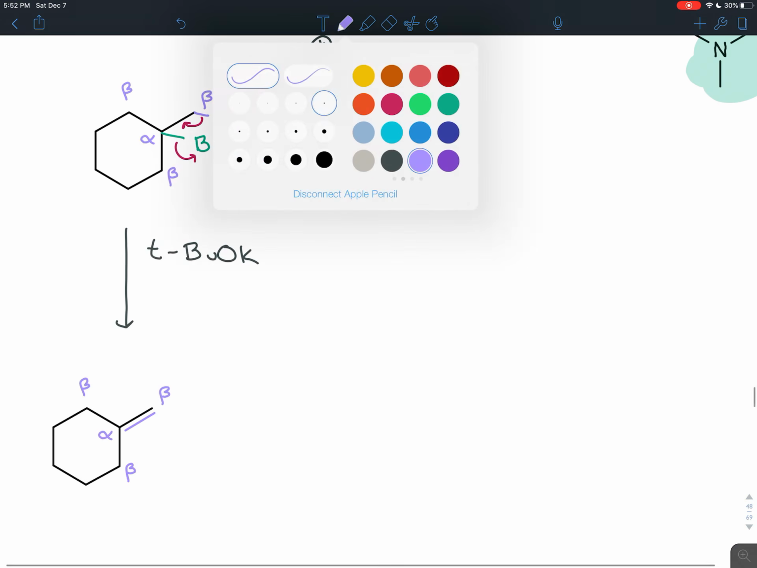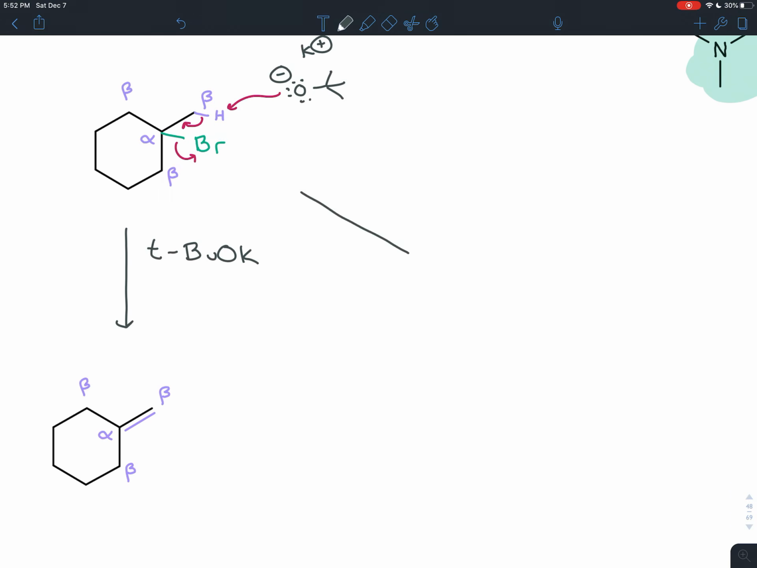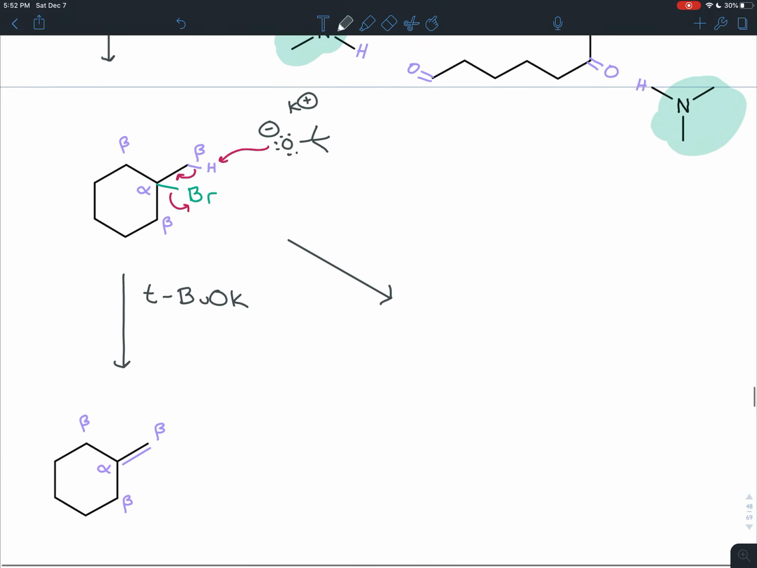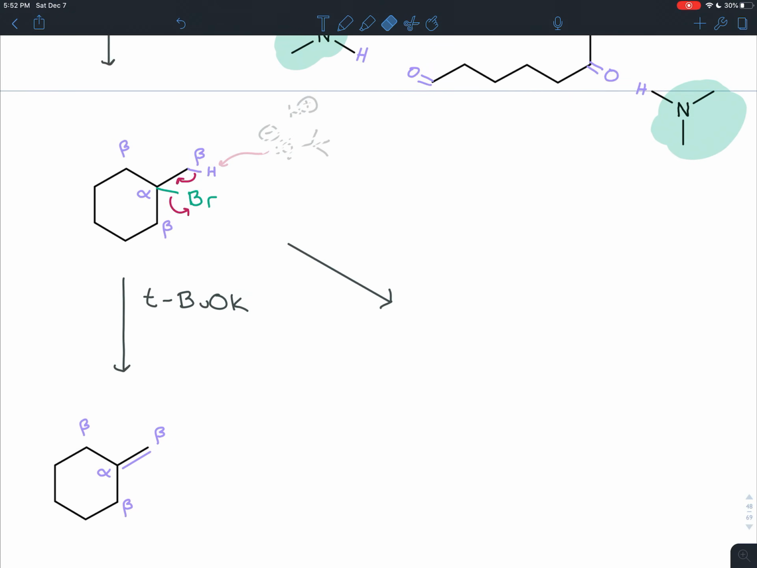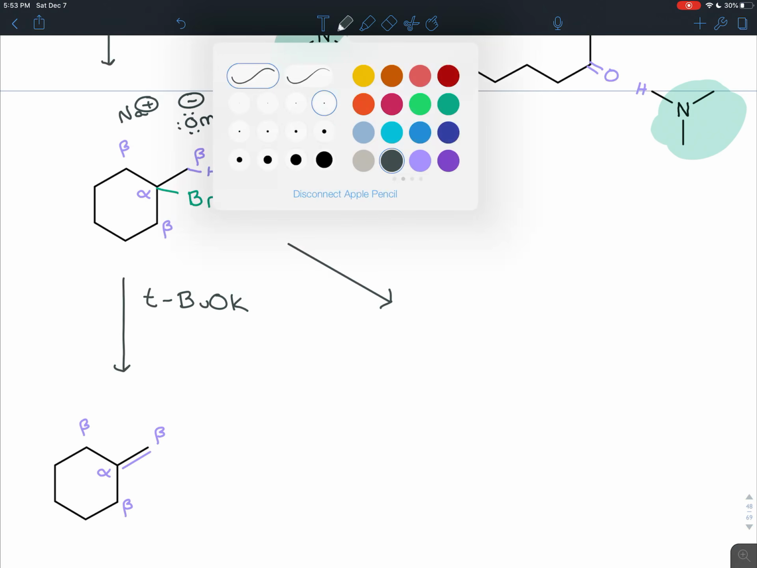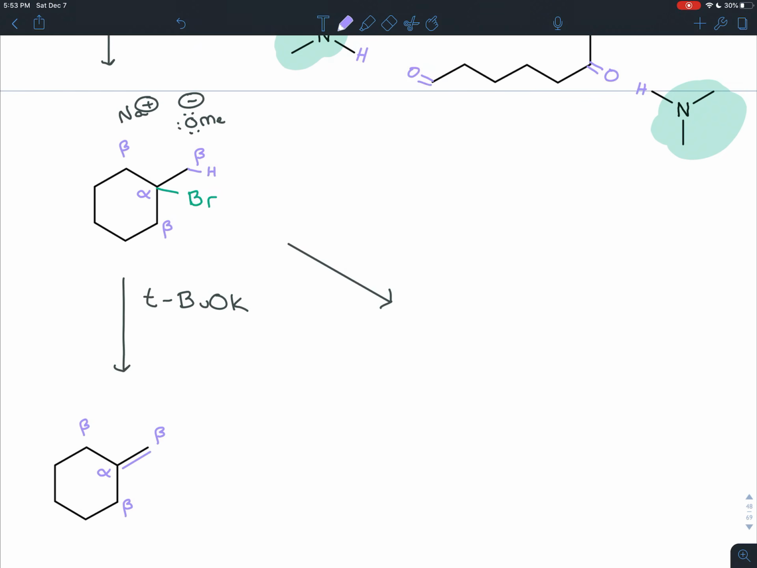Okay, another possibility is we could use a skinny base. So a skinny base like sodium hydroxide, or sodium methoxide, or sodium ethoxide. If we do that, a skinny base, and here I'll use just sodium methoxide, so you have a methyl group bonded to an oxygen. The oxygen has a full negative charge, and a sodium is there to help balance out that charge. But that can steal a hydrogen from a more crowded beta carbon.